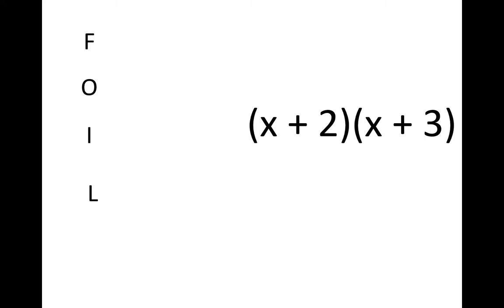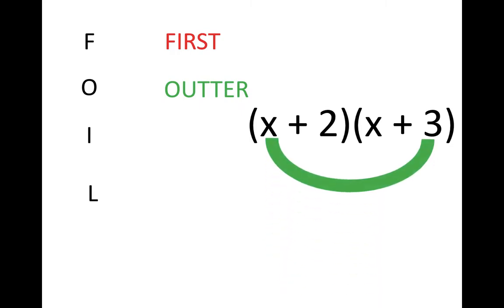So the F stands for first. And so I will be looking at the first terms in each binomial. The O stands for the outer. So I'm looking at the outermost terms. I'm looking at the x and the 3, and I will multiply those together.